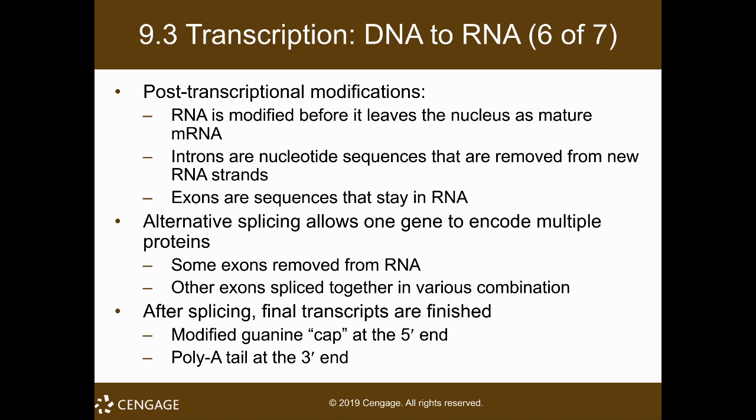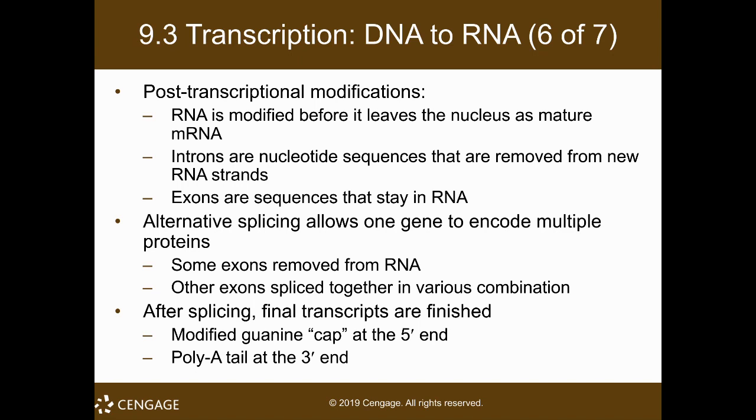Now, we have alternative splicing, which allows one gene to encode multiple proteins. So that means we have different sections that are being removed. For example, we have one gene, so it has a combination of introns and exons. And then from that single gene, you can create several transcripts by just changing what sections are edited out or what sections are being retained. So we call that alternative splicing.